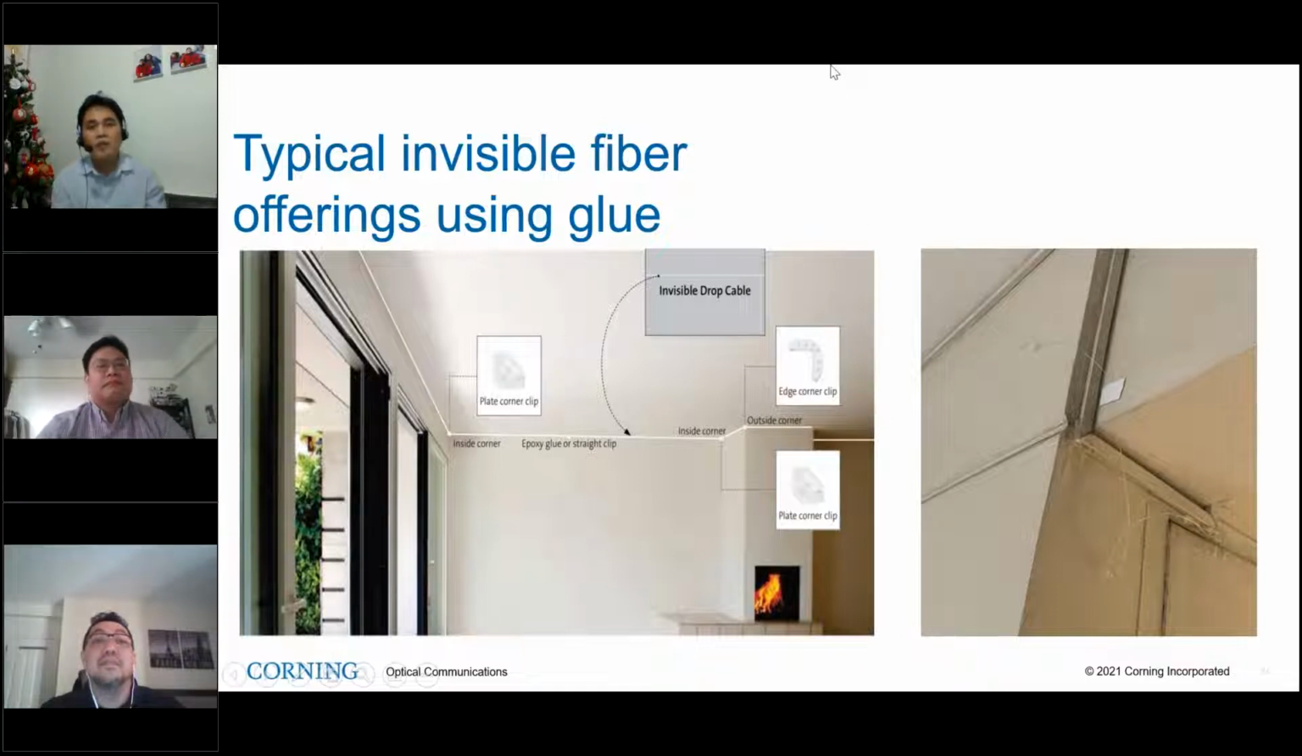Other cable manufacturers have developed an adhesive coated bend insensitive single mode fiber, which would require a heat gun or an applicator. Okay, it's the same case. If the installer finds it too hard to use, they will end up with the same messy installation as shown in the photo on the right.